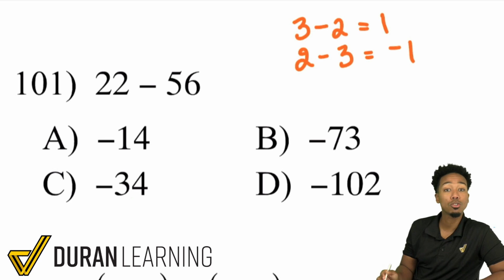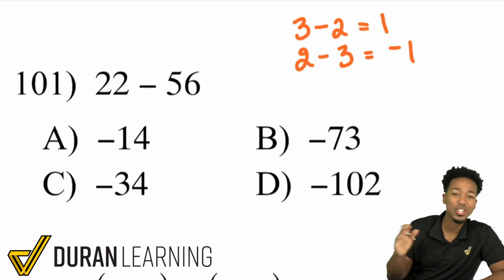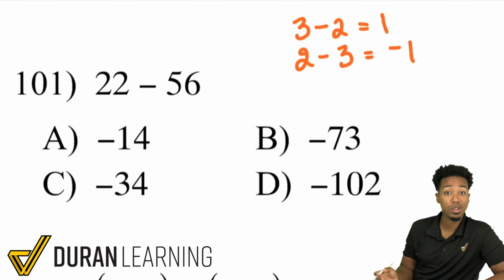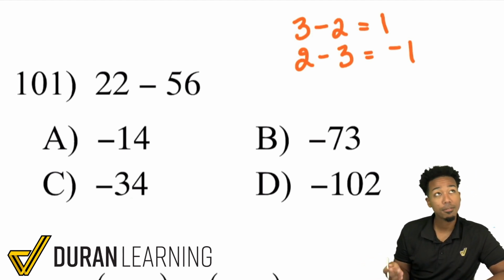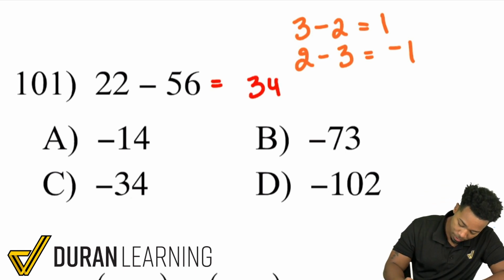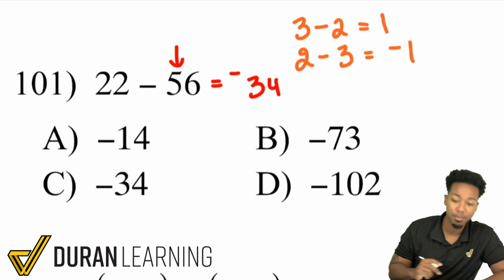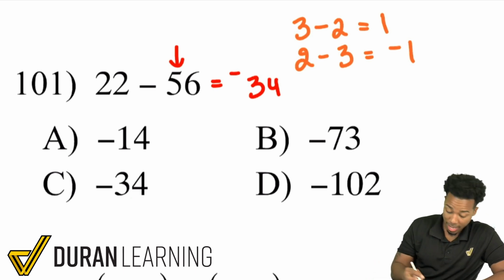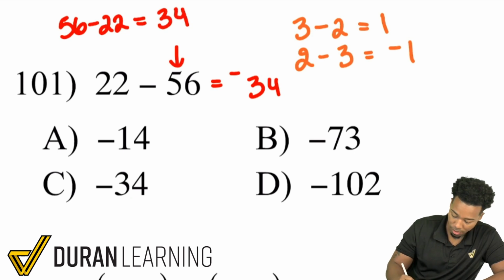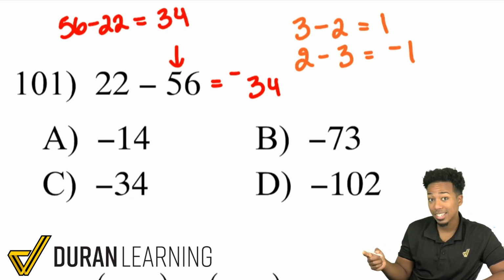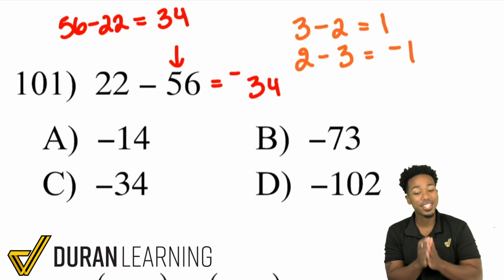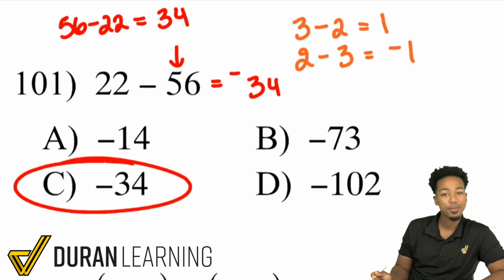So if you're looking at 22 minus 56, everybody, what you're looking at is this. You can look at it as, hey, what's 56 minus 22? Take the difference. 56 minus 22, that's going to be 34. But what will the sign be? It's going to be negative because the 56 is the bigger number, and it was negative. If you had 56 minus 22, that would be a positive 34. But 22 minus 56 is negative 34. So remember, subtraction is just about direction, and you're good. That's going to be negative 34 right there.